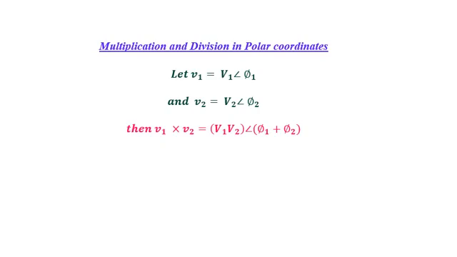Then the product of two phasors will be: you have to multiply the magnitudes and add the phase angles, that is V1 V2 angle (phi 1 plus phi 2). And the division of two phasors will be: divide the magnitudes, but in the case of phase angle you have to subtract, that is V1 divided by V2 will be equal to V1 by V2 angle (phi 1 minus phi 2).